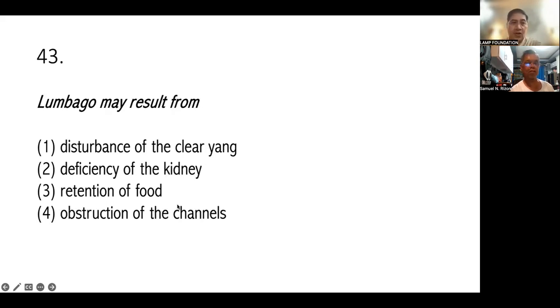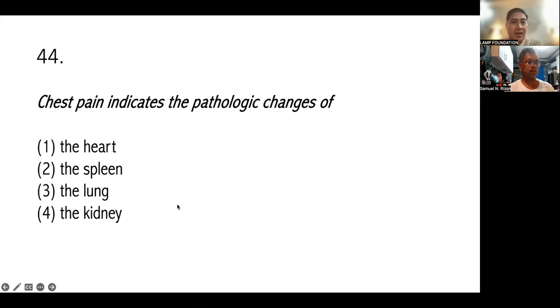Okay. Let's go to 43. Lumbago may result from disturbance of the clear yang, retention of food, obstruction of the channel. So, lumbago is low back pain. Definitely may deficiency sa kidney and obstruction of the channel. So, my answer is letter C po. Deficiency of the kidney and obstruction of the channel. Okay, very good. Very easy questions.